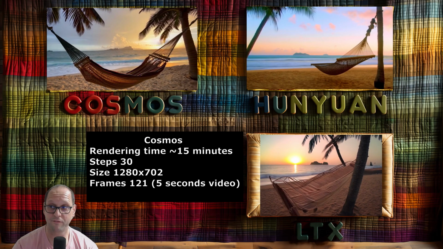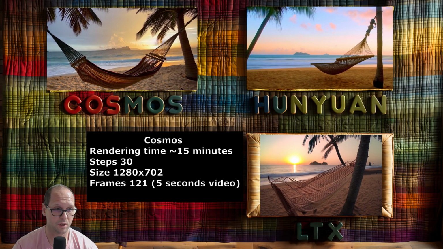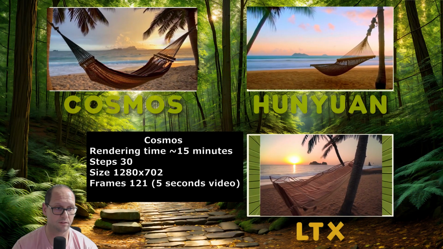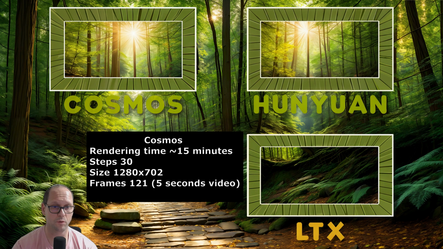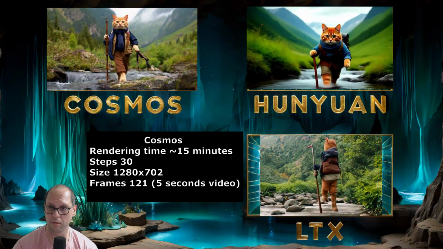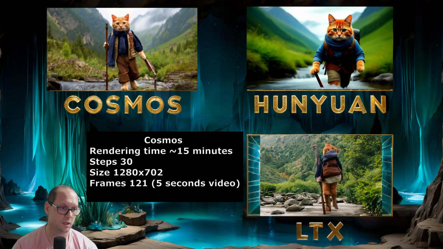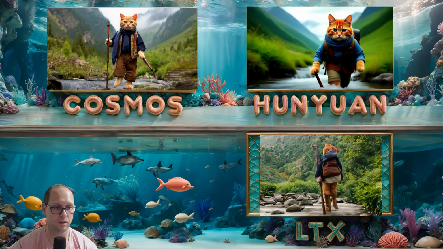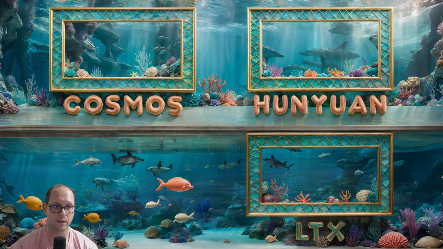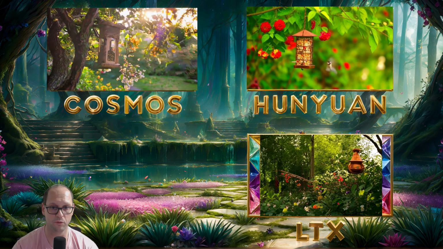Okay. The Cosmos takes 15 minutes per video. Each video is 5 seconds, and I'm rendering it on 30 steps. So this is the instruction, so it will give good results. The size is almost HD, 1280 by 704. So it can give us very good results and very high quality, as you see in the different videos.